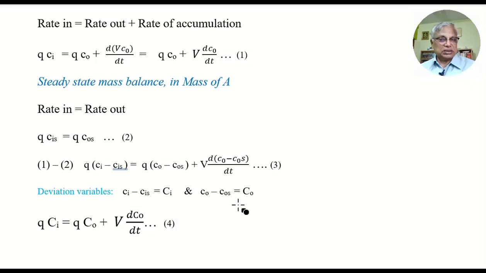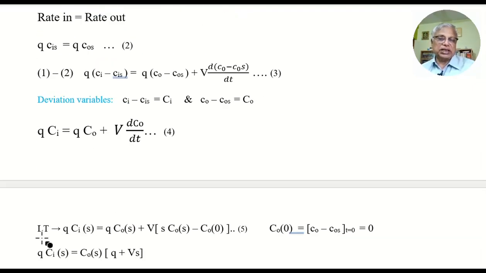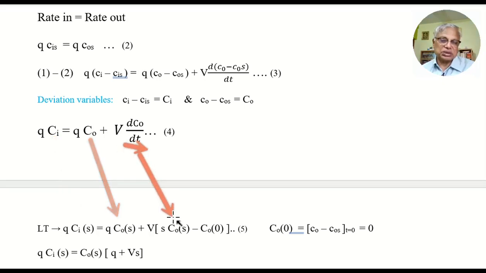Now to get the transfer function from this, all you have to do is simply take the Laplace transform of this. So if you take the Laplace transform, Ci is a function of t. The Laplace transform of Ci is Ci(s), the Laplace transform of C0 is C0(s), and this is the first derivative. Its Laplace transform is s into C0(s) minus C0(0).